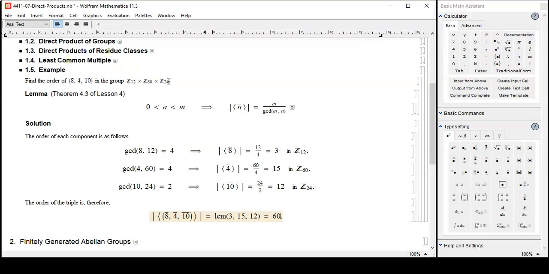If we want to calculate all those in this group, it's going to be an ordeal. Especially things like Z_60 or Z_24, it's going to be really hard to calculate because the numbers are so big. But if you use this lemma, then you can find the order of each component. And then just take the LCM and that's it.